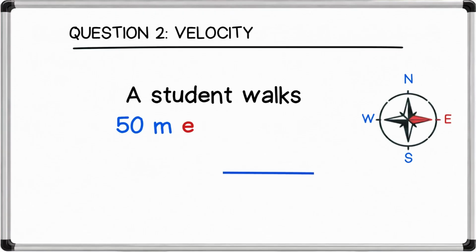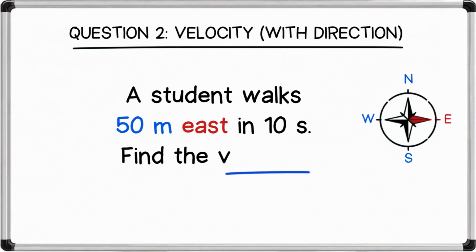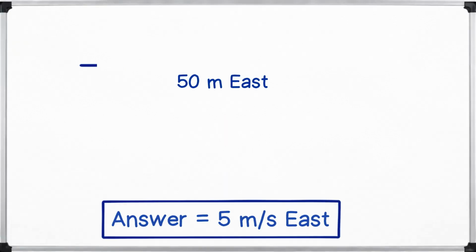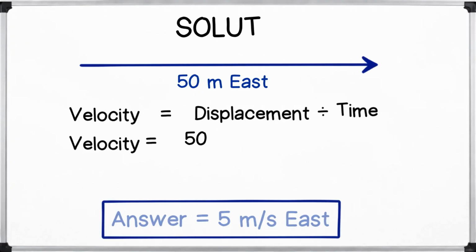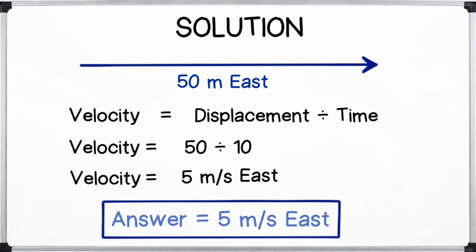A student walks 50 meters east in 10 seconds. We are asked to find the velocity. Remember, velocity is different from speed because velocity includes direction. To find velocity, we use displacement divided by time. The displacement is 50 meters east and the time is 10 seconds.